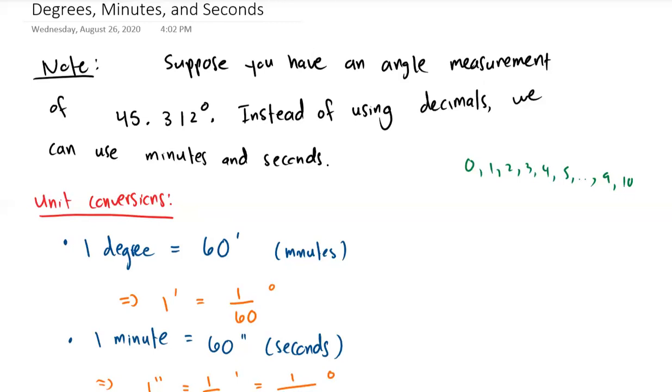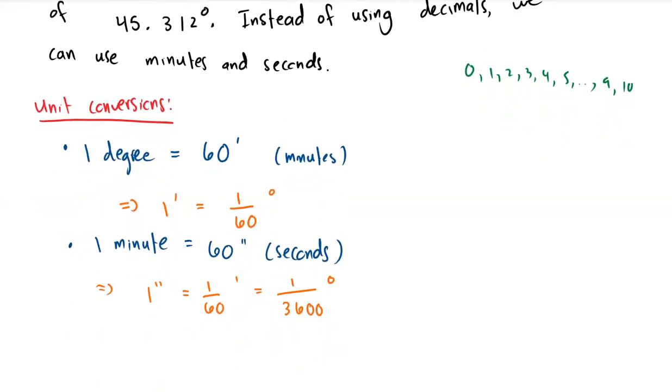Okay? So suppose you have an angle measurement of 45.312 degrees. Instead of using decimals, we can use minutes and seconds. And this is another reason why you might want to use, in some cases, very rarely, minutes and seconds. It kind of simplifies your number so that there aren't any decimals. Now, in order to do this, we're going to need some unit conversions.